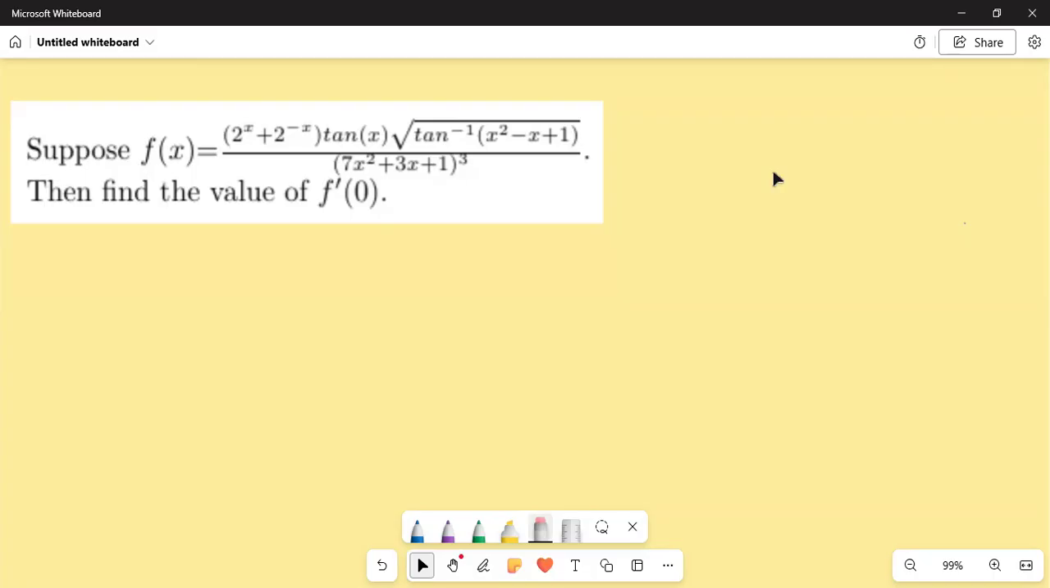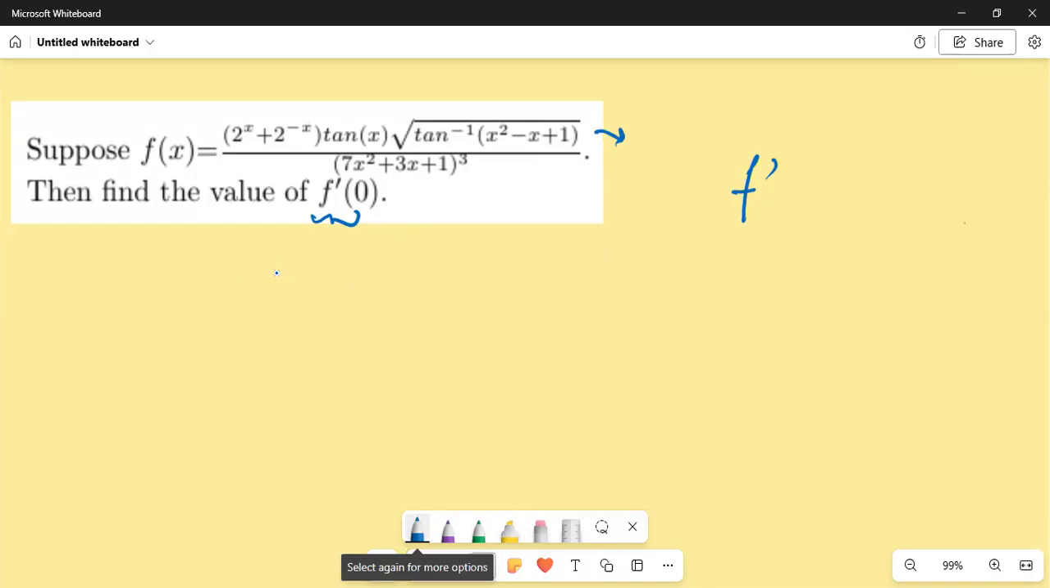Now, there are two ways. The first way is finding the derivative of the function using the chain rule, because there are many functions involved in this single function f. But if you use the chain rule, you will also have to use the product rule, and that will result in a lengthy and tedious calculation. So whenever you are asked to evaluate the derivative of a function at a point, just try to minimize your effort or minimize your work.